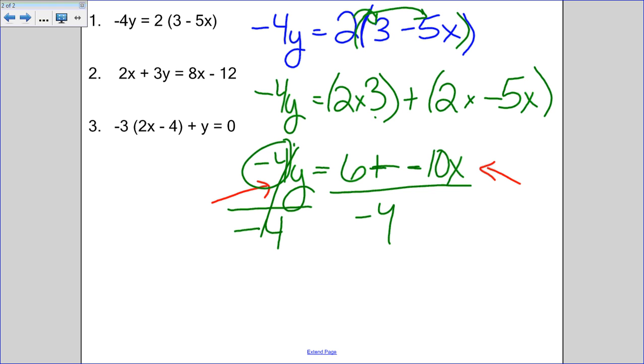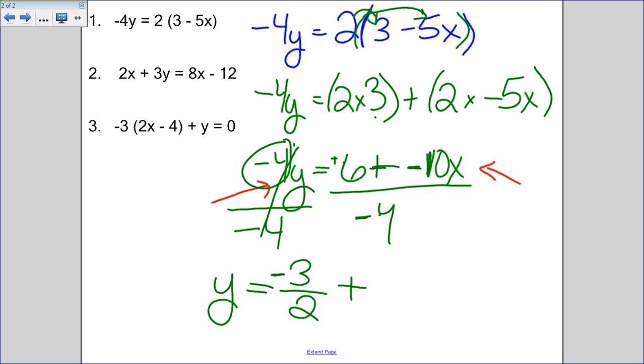Negative 4 divided by negative 4 is just 1. So we have y equals 6 divided by negative 4. Those are both divisible by 2. I get 3 halves, and is it positive or negative? Remember, positive 6 divided by negative 4 should be negative. Plus, I have negative 10 divided by negative 4.